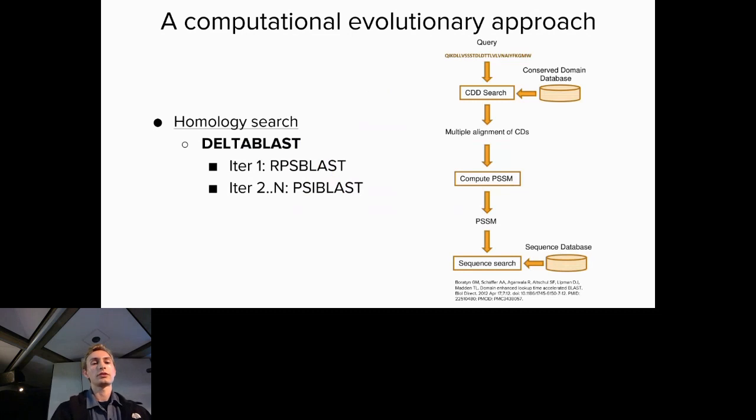And so just to go into the methods a little bit more, we use the DELTA-BLAST algorithm. And how this works is in the diagram, you start off with a query sequence and you match this against a database of profiles or position-specific matrices. And then you take the alignment of those matrices and in the second to the nth iteration, you use that position-specific matrix as your input, and then you search that against a sequence database, and you get your homologous sequences that way. So that makes it a domain-sensitive homology search, which is perfect for what we're trying to do.